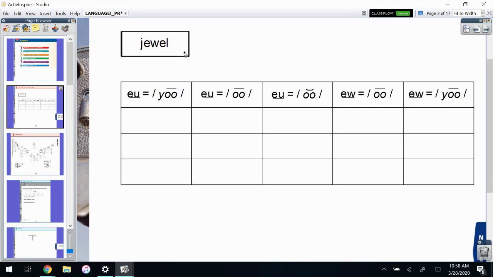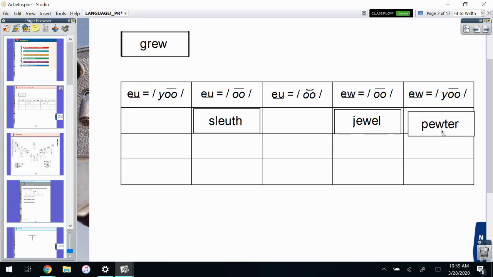Let's look and see where these words belong. The word jewel. So EW can be either oo or you. So if you said jewel goes in here, you're correct. Sleuth. The EU sounds like oo. Pewter. EW. You hear the U sound in that. Grew. We have an EW, and it sounds like ew.